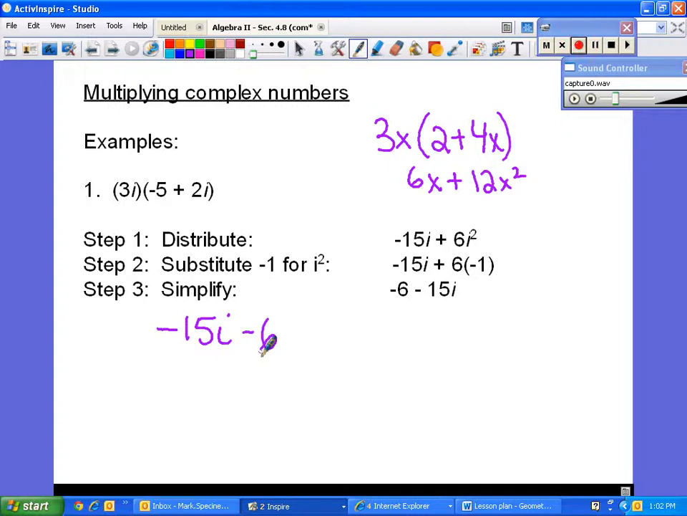Because the letter, when it's attached to an i, has to go after. That's right. We have to put our answer in a plus bi form. That means we have to put the number part first, and then the number with the letter second. So even though this says negative 15i minus 6, when I write my answer, it's got to be negative 6 minus 15i.